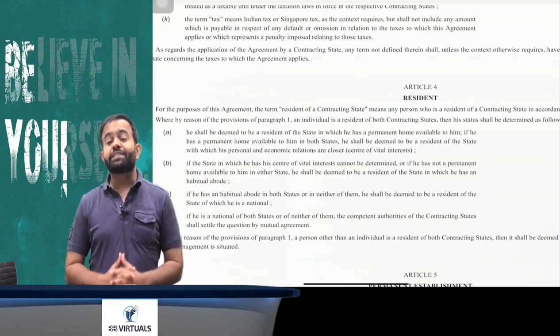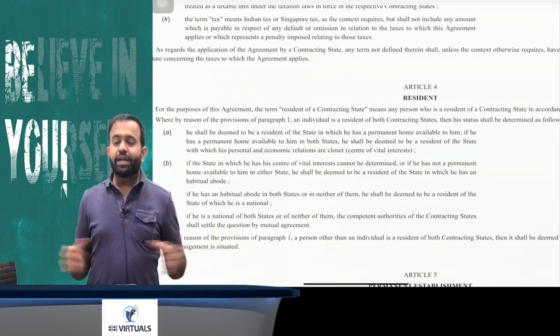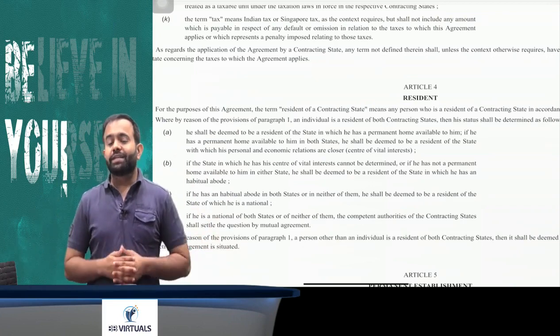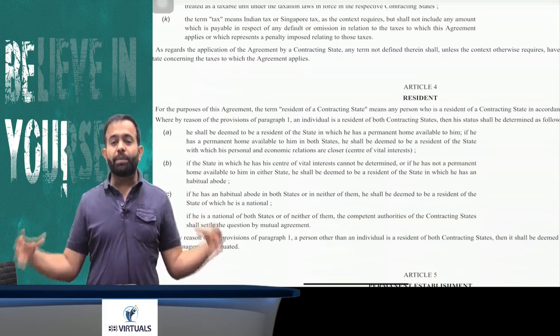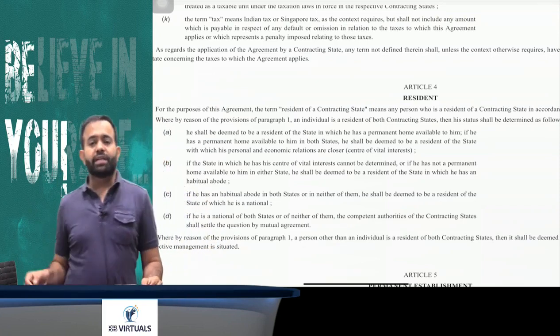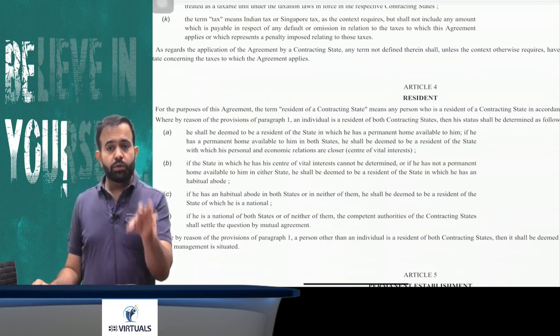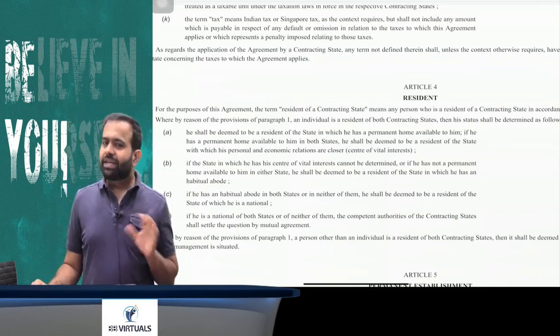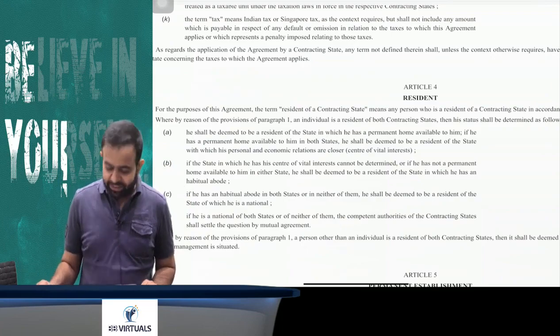After that we will check where he is a national, and if after that also it is not possible to find out which country he is resident of, in that case the competent authorities of both countries will sit together and they will decide which country that individual will be resident of. You got my point or not? Yes, that is article number 4 in every agreement.